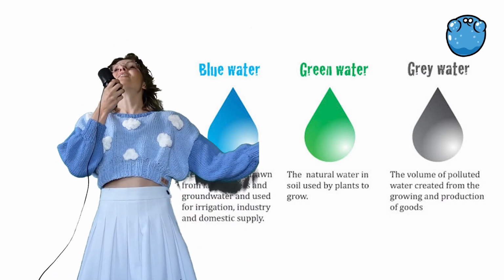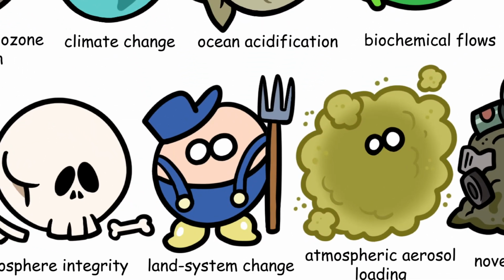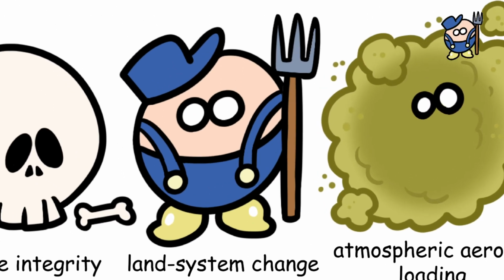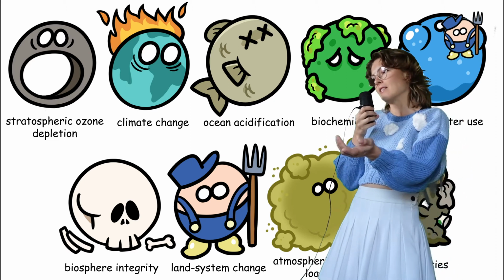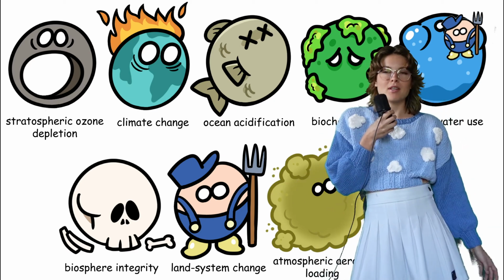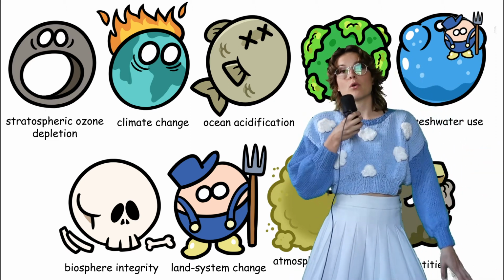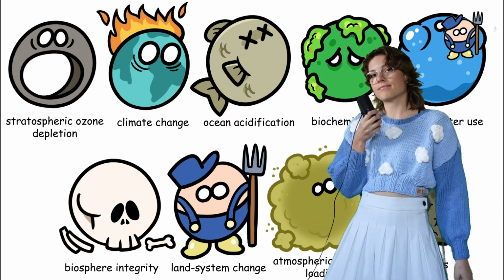Whoa, what a concept. Land system change. And this is the transformation of forests, wetlands, and other natural landscapes into agricultural land or urban areas.